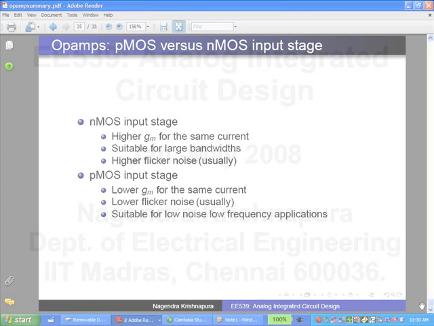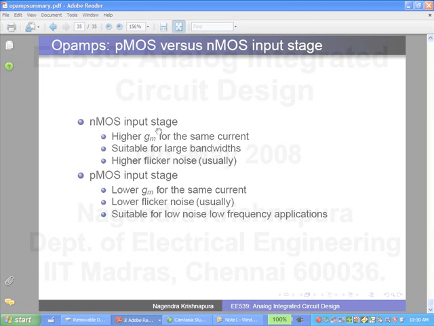Now, the other trade-off that you may worry about is whether to use NMOS or PMOS in the input stage. So usually NMOS is preferred for higher speeds because it gives you high GM for the same current. And in case of a two-stage op-amp, it's hard. Now one of the stages will be NMOS, the other stage will be PMOS. So it's up to you to decide whether you want to make the output stage NMOS so that you get a large GM from it, or you make the input stage NMOS and get a large GM from that. Usually output stage is what matters.